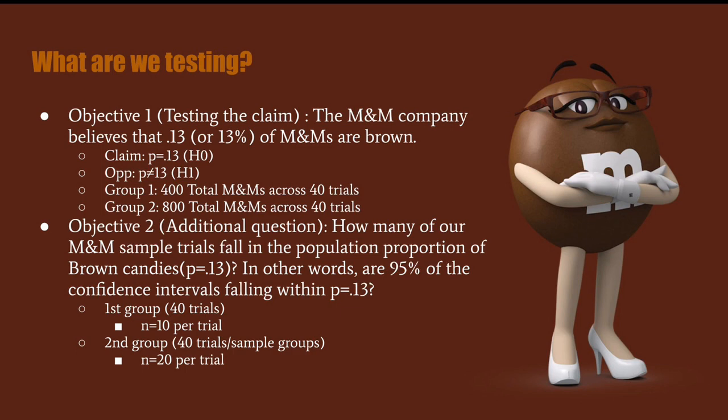So the first group will have 400 total M&Ms across 40 trials, and the second group will have 800 total M&Ms across 40 trials. In my second objective, I'll be testing how many of our M&M sample trials fall in the population proportion of brown candies. In other words, are 95% of the confidence intervals falling within p equals 0.13.